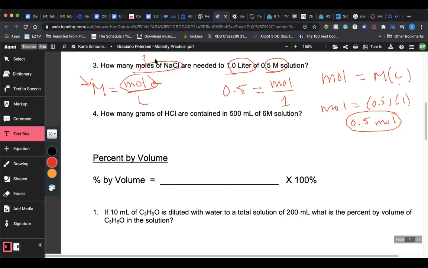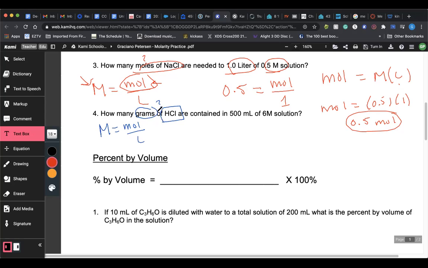Right, let's try number 4. It's a similar question. What do we do here? It says how many grams of hydrogen chloride are contained in 500 milliliters of a 6 molar solution. So again, my molarity equation is here. Okay, it's looking for grams. So what do I need to do? We have to convert the 500 milliliters into grams. So we're going to first have to figure out the moles of HCl.